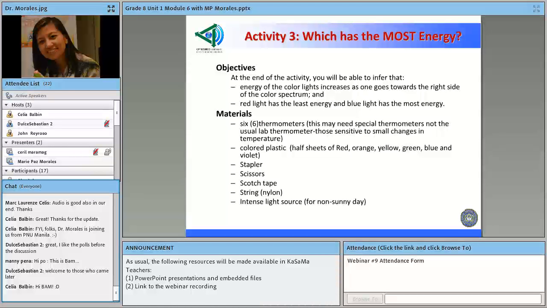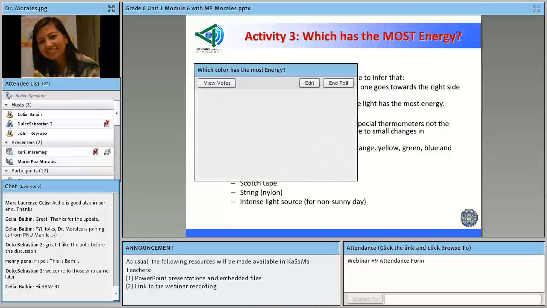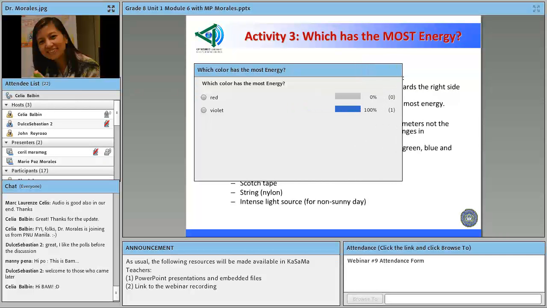we have activity number three. Which has the most energy? Red or violet? Okay, so most of you answered violet. Okay, thank you, Ma'am Sel.